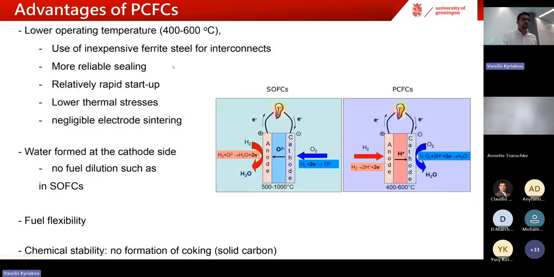If you have a fuel cell, just to remind you, you're feeding the hydrogen at the anode, and at the cathode you supply the air, and the oxygen ions in a traditional solid oxide fuel cell burn your hydrogen. In a protonic ceramic cell, it's the opposite. The hydrogen in the form of protons is transported to the cathodic side, and this gives a big advantage in terms of avoiding any dilution of your fuel. That's, I would say, the most interesting thing.